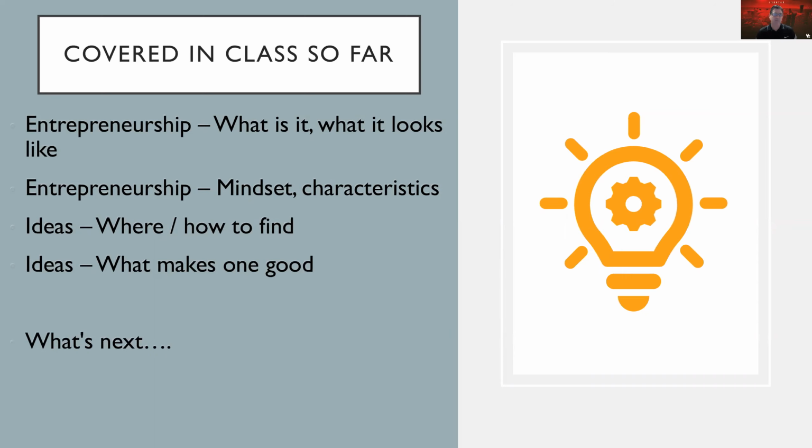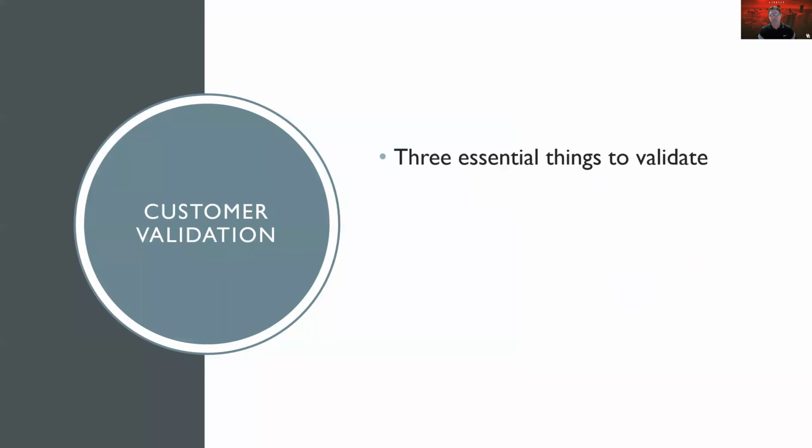So what's next after this? We've learned about an entrepreneur, what they look like, where to find ideas. What's next? Today we're going to talk about how you validate a customer's needs. So how do you make sure that what a customer needs is actually the type of product you're building? There are three essential things that you're going to need to validate when you do customer validation. First, you have to validate the problem.